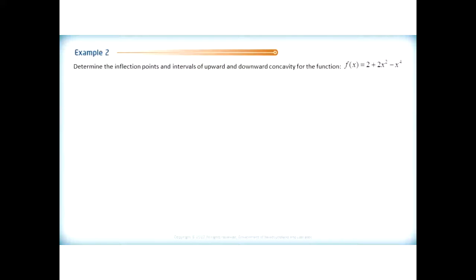Okay, so example 2. Determine the inflection points and intervals of upward and downward concavity for that function. Okay, a little more algebraic. So first we're going to want to get our first derivative, which will be 4x minus 4x cubed when I differentiate that. And then since we're talking about inflection, we're going to need a second derivative as well, so that'll be 4 minus 12x squared. Okay, so I've got 4 minus 12x squared.